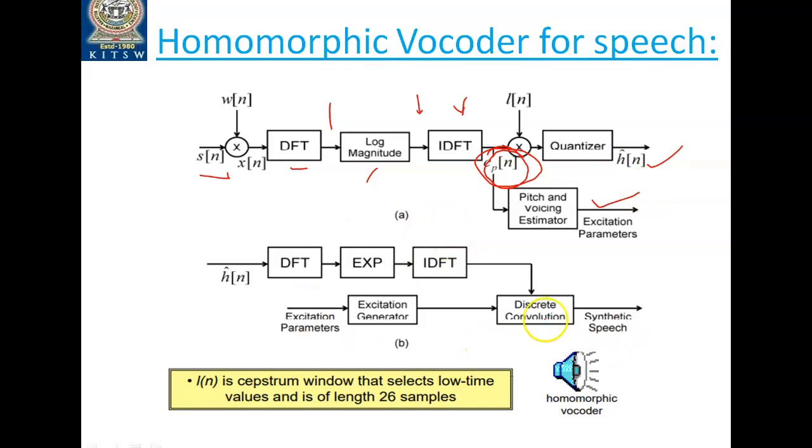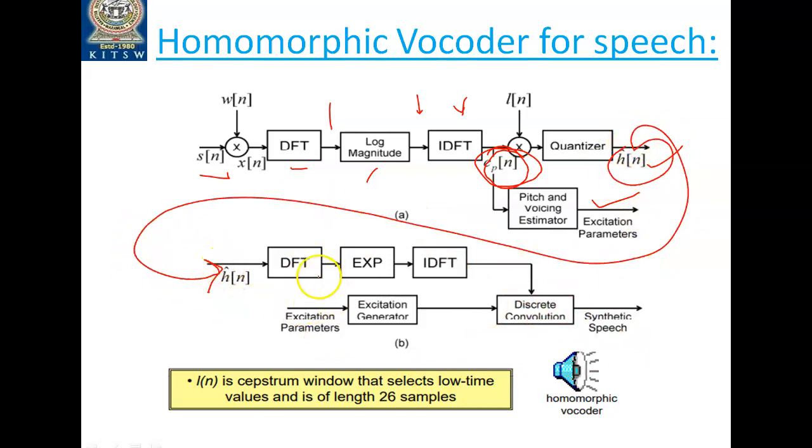So next, figure B, which is the synthesizer. The h cap of n, whatever we have taken from the quantizer, the same thing we take here. When you apply the DFT, exponential, IDFT, and then discrete convolution, we will get the synthetic speech. This is very easy for us to compute, the spectrum, and also when you apply the spectral window, then you will have the short time spectral analysis.